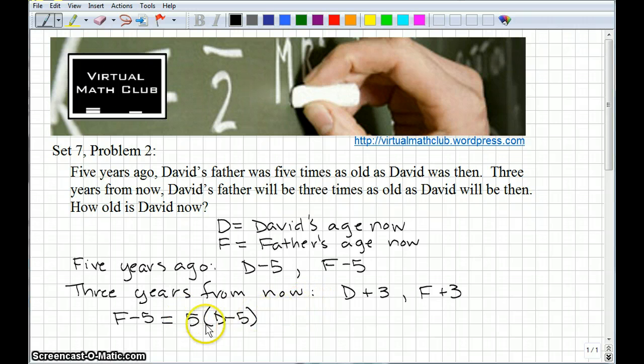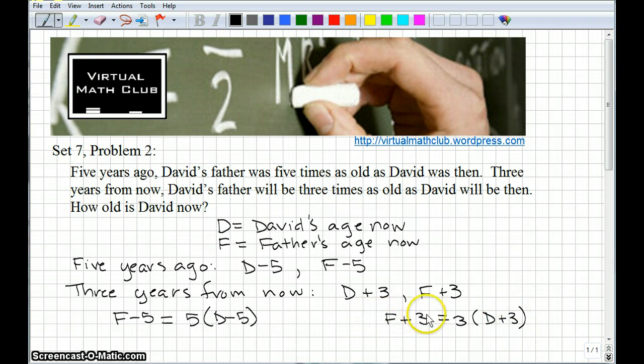We also know some information about what's going on 3 years from now. So 3 years from now, David's father's age will be F plus 3. And David's father will be 3 times as old as David will be in 3 years. So 3 times D plus 3.